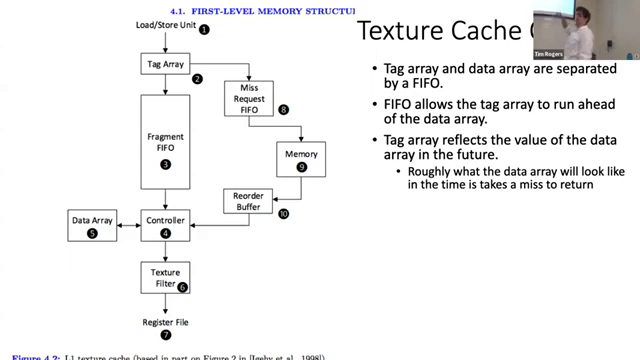Because you're going to render, like that little smiley face we looked at, one piece of it, then you're going to render the next piece of it. So there's a lot of spatial locality. We want to capture it, and we want to do it in an efficient way.